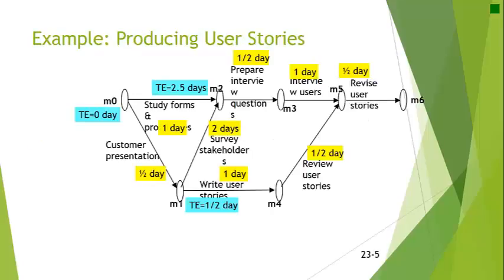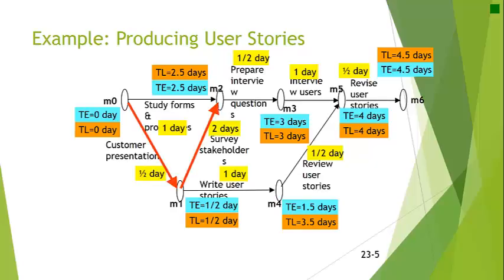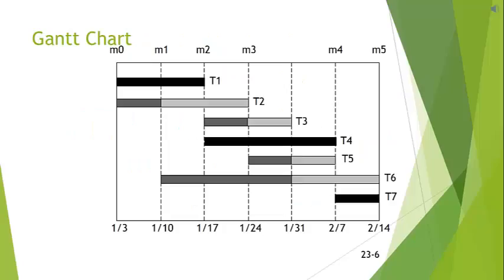The red arrows show the critical path, where the earliest start time of the milestones along the path equals the latest completion time. The PERT chart is a good tool for scheduling. The Gantt chart is useful for showing the progression of tasks and for allocating resources.